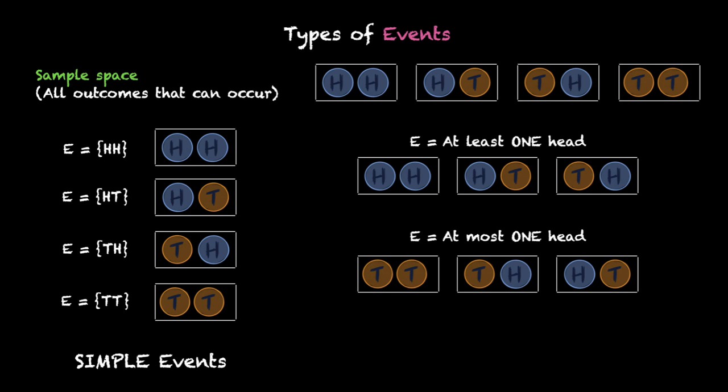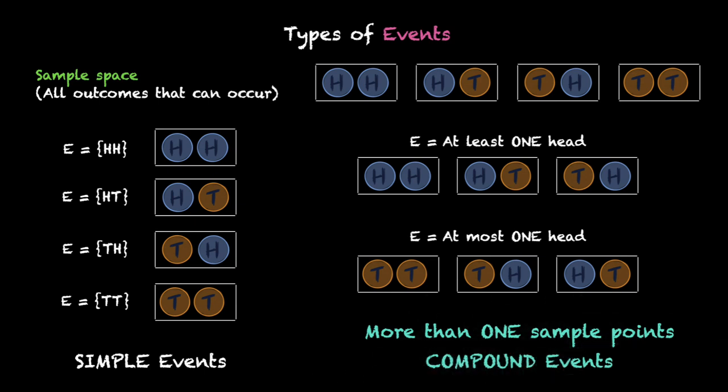Now these examples have more than one sample points. They have, in this case, 3 sample points each. When you have more than one sample points, you're no longer looking at simple events, you're looking at compound events. And this is your second way to classify different types of events. Let's move on and now look at the algebra of events.